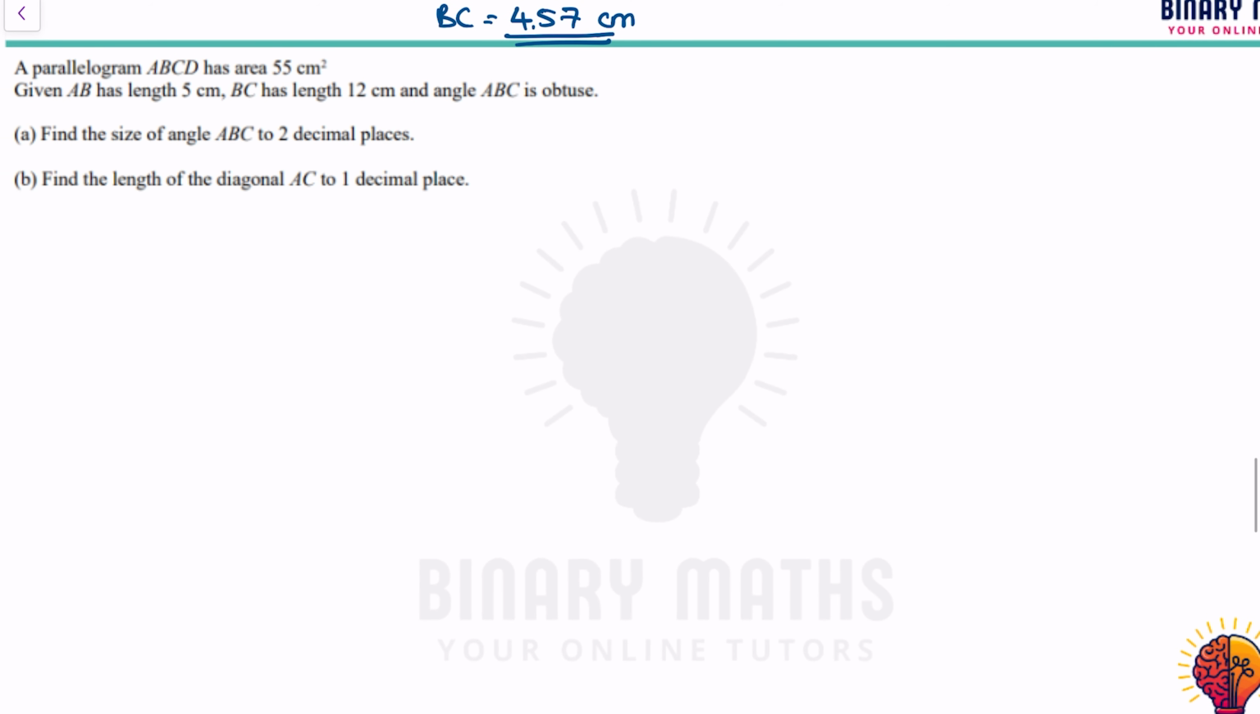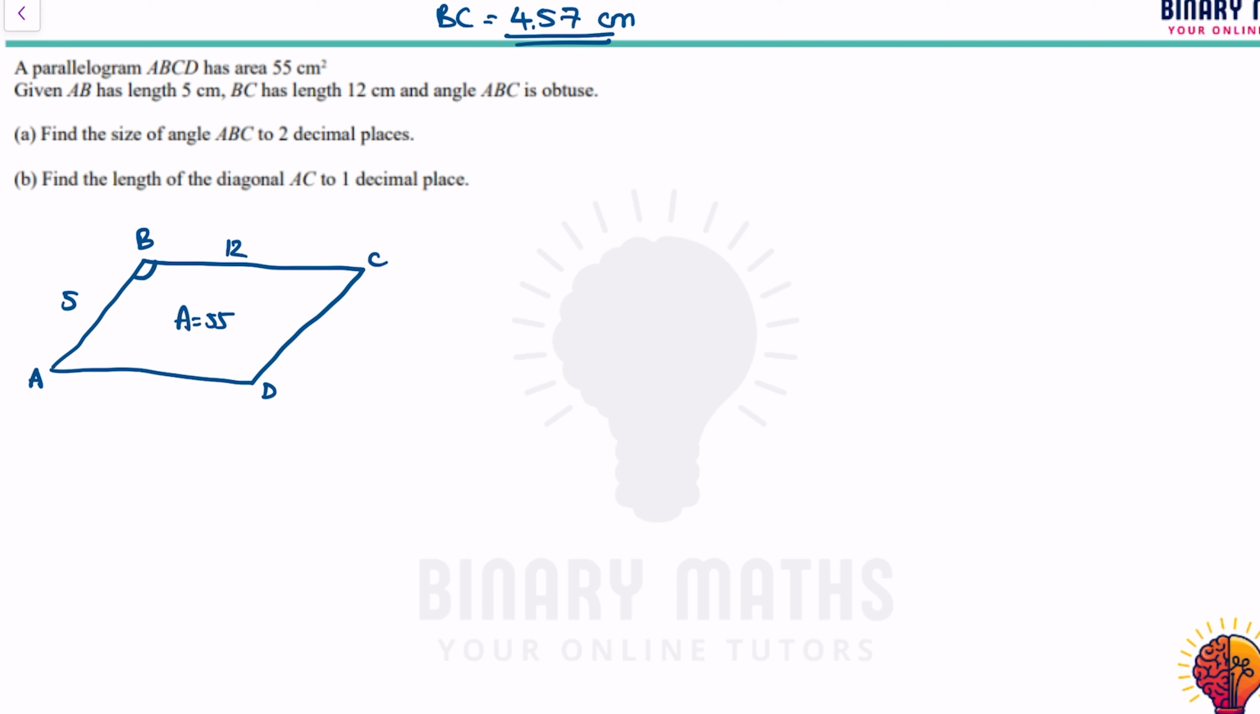A parallelogram ABCD has an area of 55 centimeters squared. So if I draw my parallelogram, like so, let's call this A, B, C, and D. Area is equal to 55. Given that AB has length 5 centimeters, AB is 5, and BC has 12 centimeters, BC has 12, and angle ABC is obtuse. Okay, my sketch is correct because my ABC is obtuse. If it wasn't, I'd change my diagram so it was obtuse.